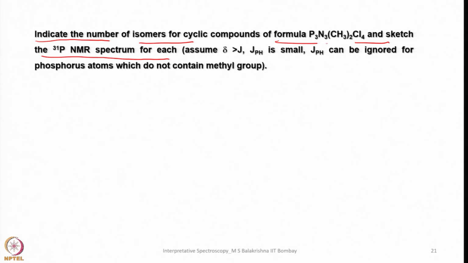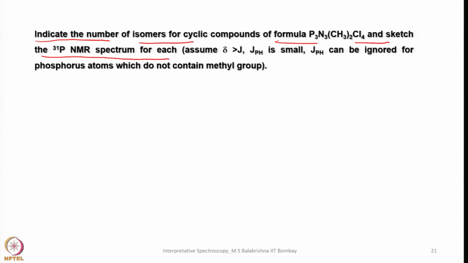That means when you are writing like this, we have 2 methyl groups and 4 chloro groups. If we write all possible isomers, it so happens some of the phosphorus atoms will not be having chlorine. In that case, they will be a little farther from the methyl groups. In that case, what happens? The PH coupling can be ignored. That means we are plotting not the decoupled one, we are plotting the coupled one. What would happen if we take a decoupled one?